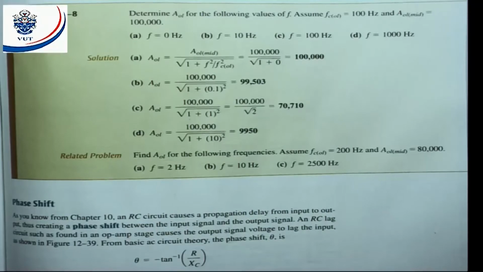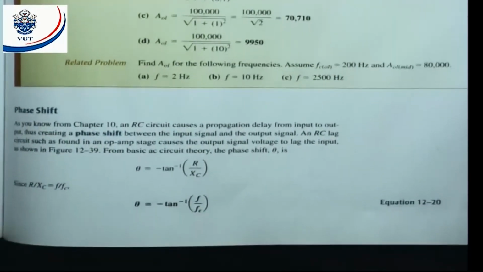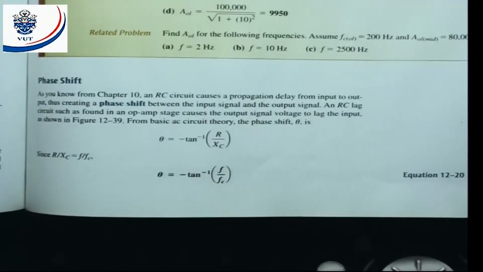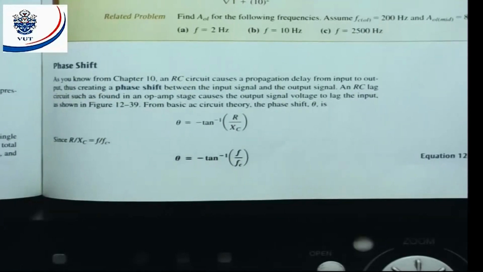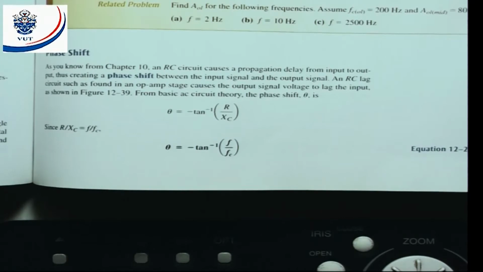This equation shows that the phase shift increases with frequency and approaches minus 90 as F becomes much greater than FC. That means if your frequency becomes much larger than your critical frequency, it will move in the direction of 90 degrees. Minus indicates it lags.